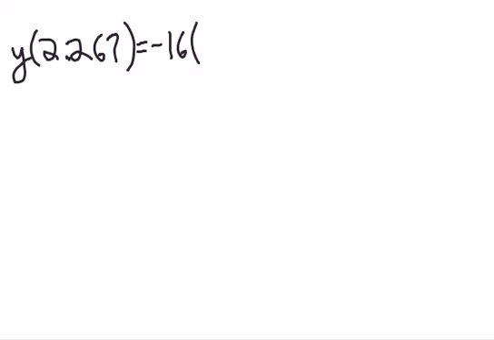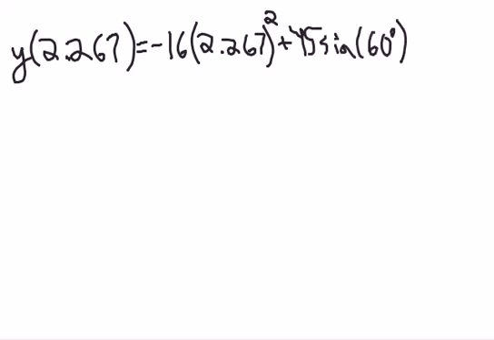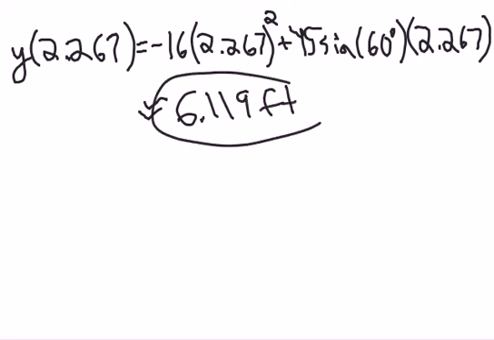So we're going to say y of 2.267 seconds is equal to negative 16 times t, or 2.267 seconds squared, plus 45 sine of the angle, which was 60 degrees, times the time, 2.267, right? And if we do all this in our calculator, we find that the ball is 6.119 feet in the air when it reaches Mr. Gruber, which is the answer they were asking about, or the question they were asking about.